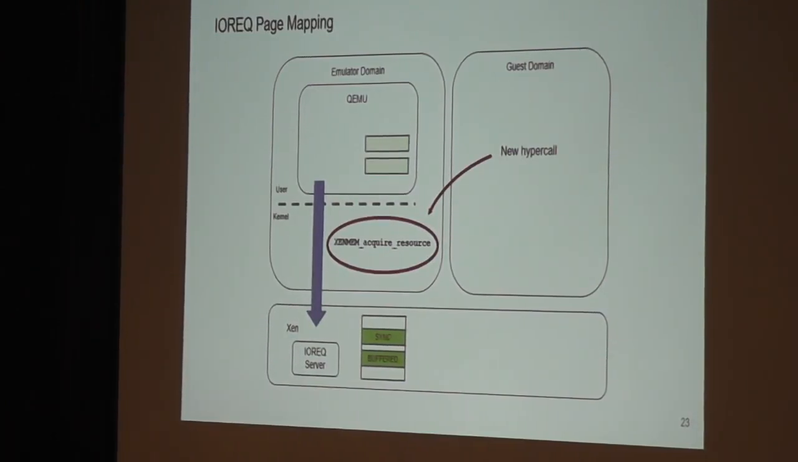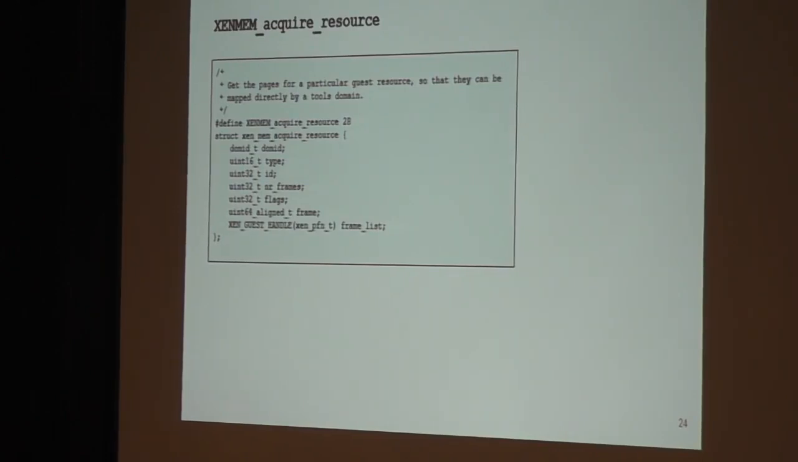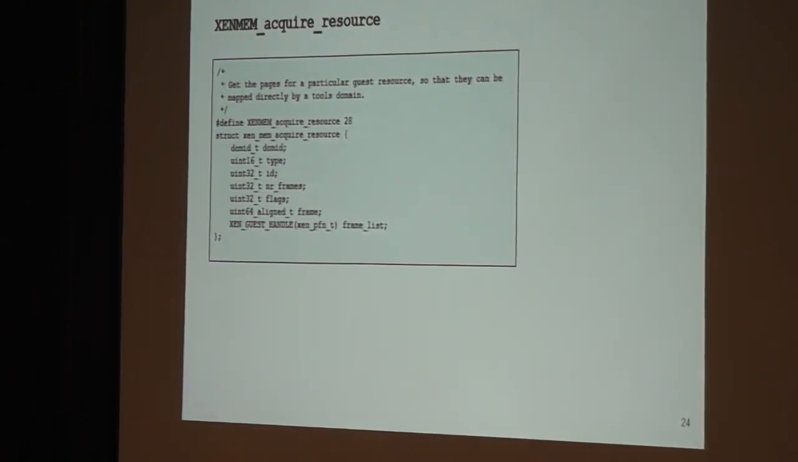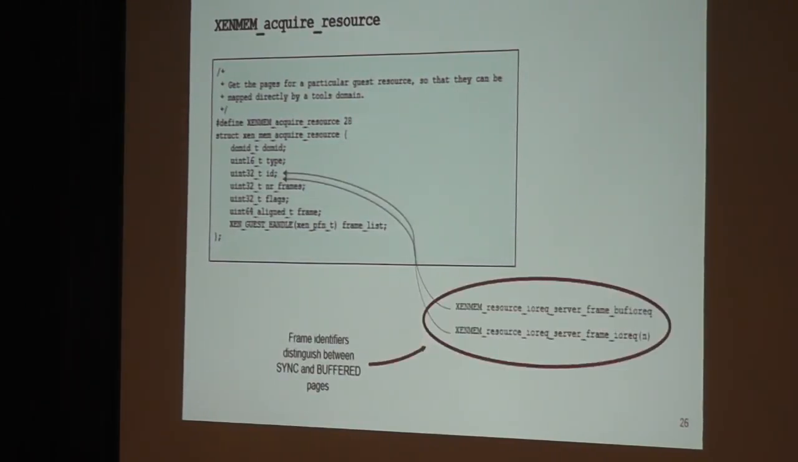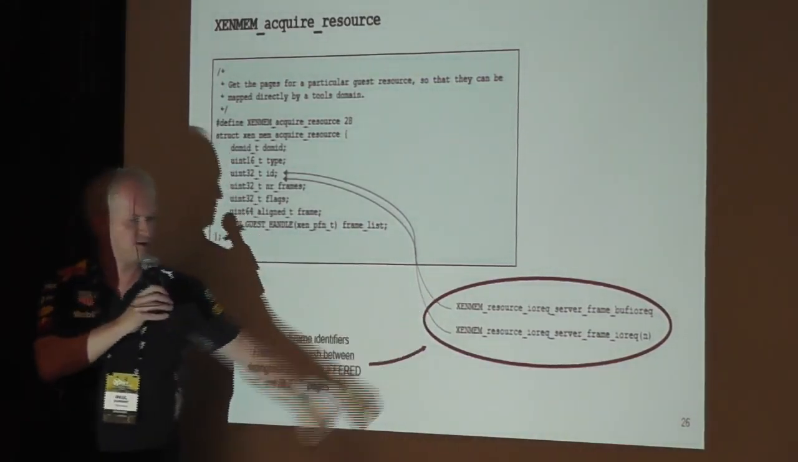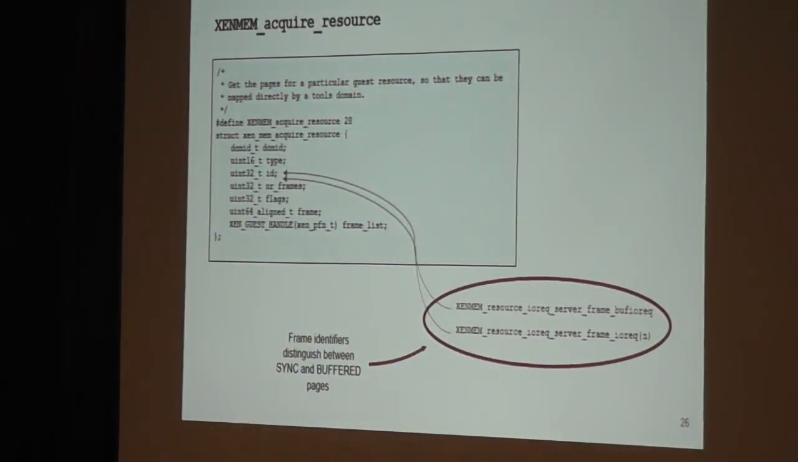So let's take a closer look at the hypercall itself. That's the structure. The first thing you'll notice it contains is the domain ID of the guest whose resource it's mapping. The next is type, in this case type XenServer. That's actually the only one that exists at the moment. Then there's the type of page, so there's the synchronous I/O page or there's the buffered I/O page. There's always one buffered I/O page, but for reasons of needing to expand the number of vCPUs a guest might want, we have allowed more than one synchronous IOREQ page.